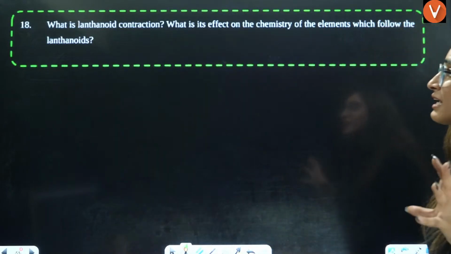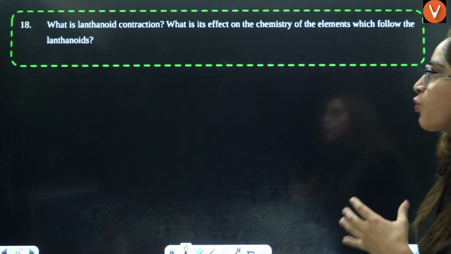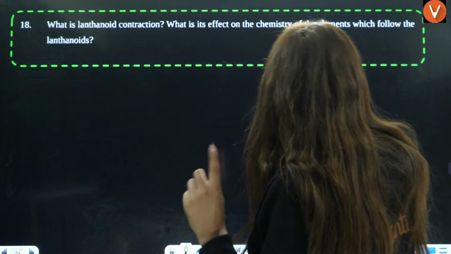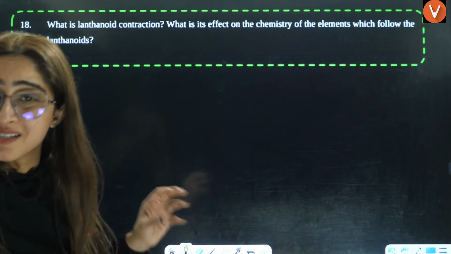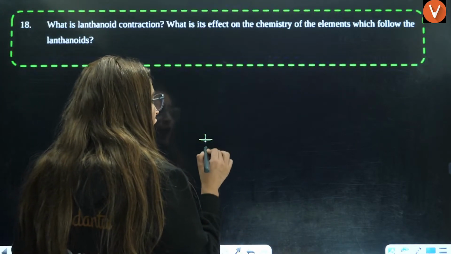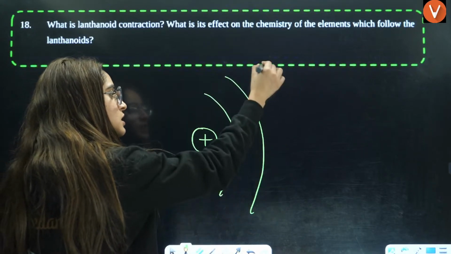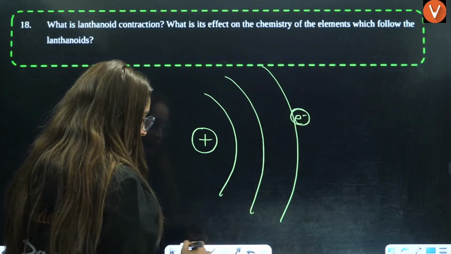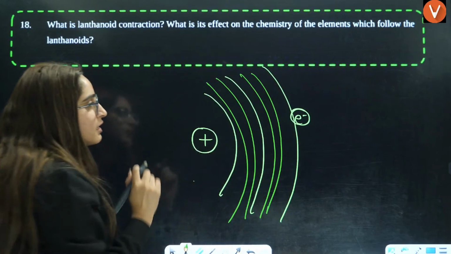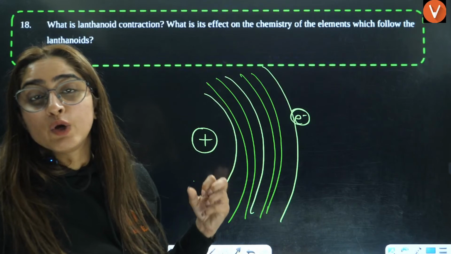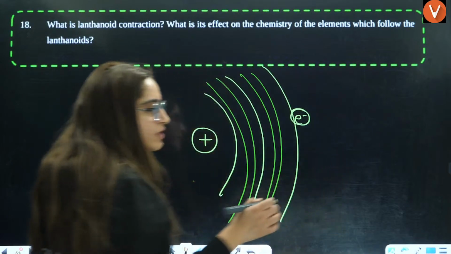Next is what is lanthanoid contraction? What is its effect on the chemistry of elements which follow the lanthanoids? Okay, lanthanoid contraction, I will tell you in a simple manner, right? So basically, this is the nucleus, which is positive due to protons. Now this is the outermost electron. When the inner core electrons start shielding the electron from the nucleus, that is called shielding effect, right? Some will have good shielding effect, some will have poor shielding effect.